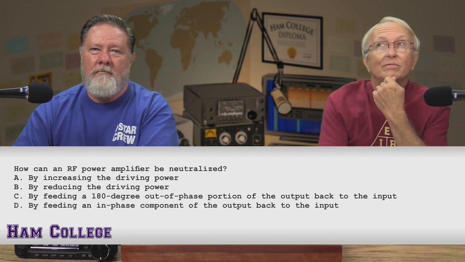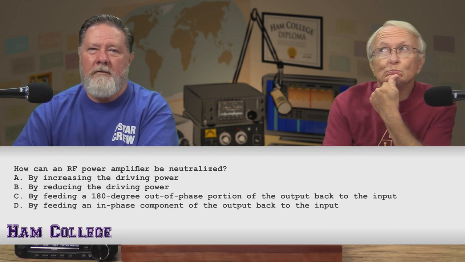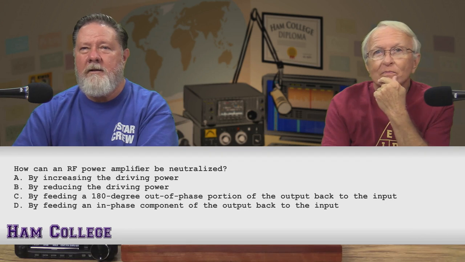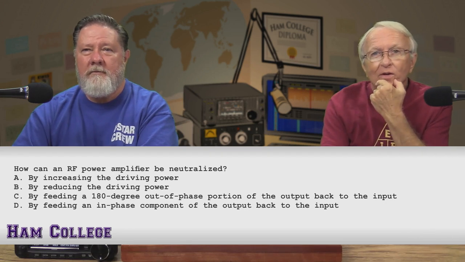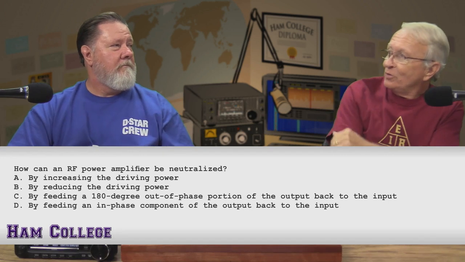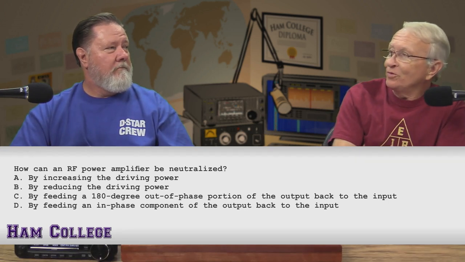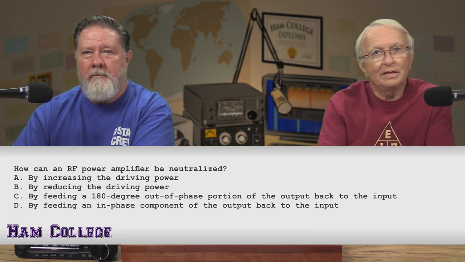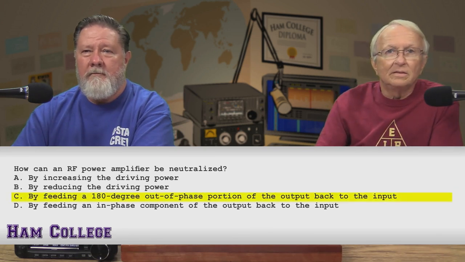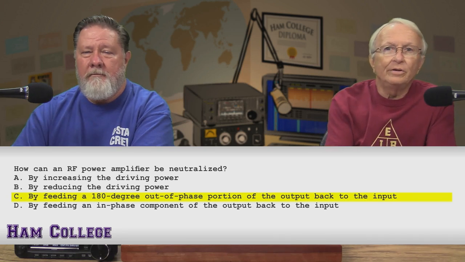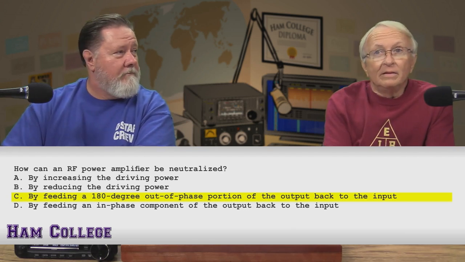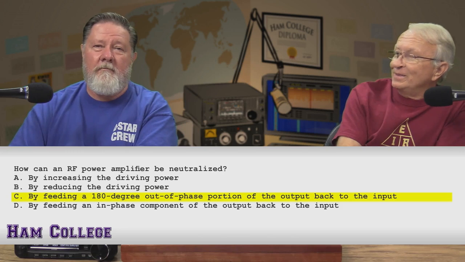Let me think about that for a second. I should know this. I think I know what this one is, because I have to neutralize amplifiers at work. My transmitters, the tube type ones, have to be neutralized. Feed out of phase back into the input. It's going to do some cancellation. I'm going to go with that. It's C, by feeding a 180 degrees out of phase portion of the output back to the input. You nailed that. I stumbled around and got it. Yeah, you still nailed it.